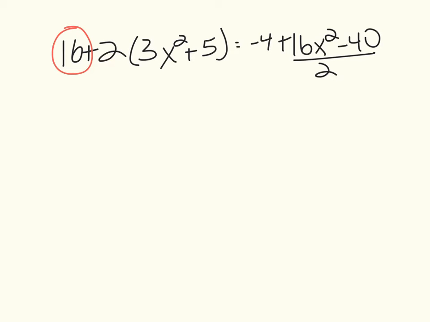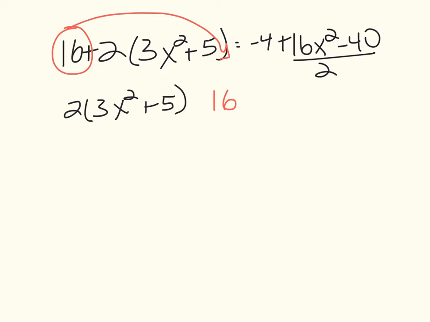That 16 is in the wrong spot. It doesn't have any x values. So it needs to go, oops, I drew my arrow poorly. It needs to go at the very back, right back there behind the parentheses, but on the same side of the equal sign. So that's where I moved the 16, and everything else can come down. 2 groups of 3x to the power of 2 plus 5. And that 16 is positive, so plus 16 equals negative 4 plus 16x to the power of 2 minus 40 over 2.